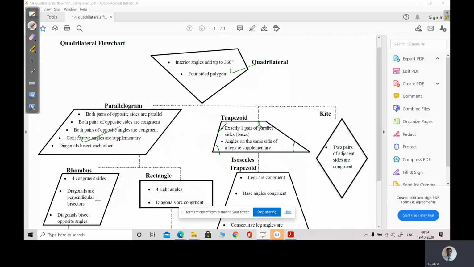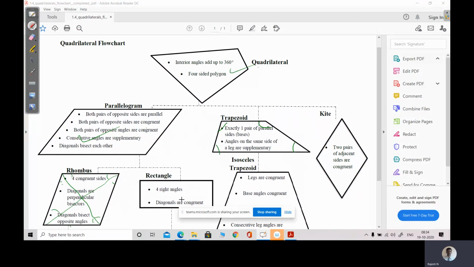Diagonals are perpendicular bisectors. Perpendicular bisectors means it is cutting at 90 degrees. Diagonals bisect opposite angles. That means if you draw a figure like this, then it will bisect these two angles. These two angles should be equal. Then if you draw like this, these two angles should be equal.